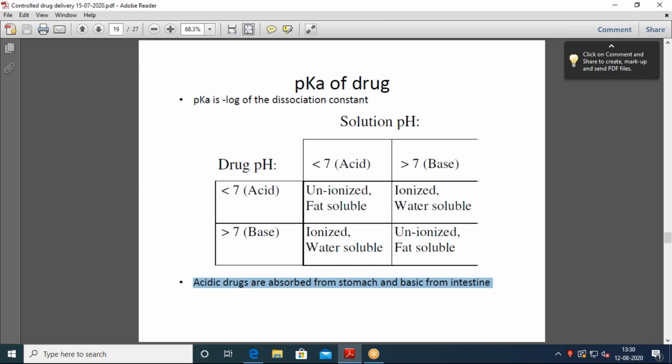Enteric coated drugs get dissolved in the intestine. That's the reason I told you, don't talk only about the stomach part. It may be the duodenum part also. Good question. You have started thinking now.